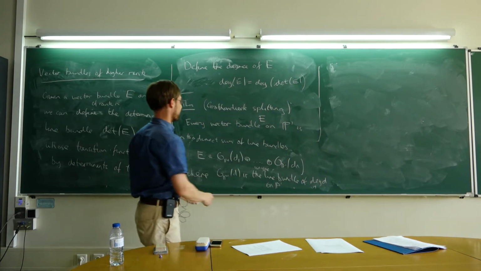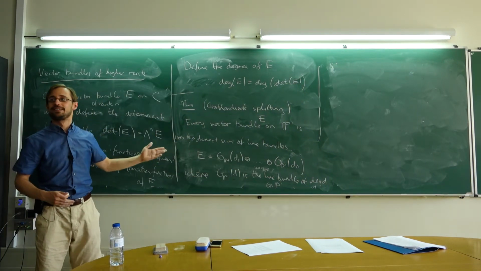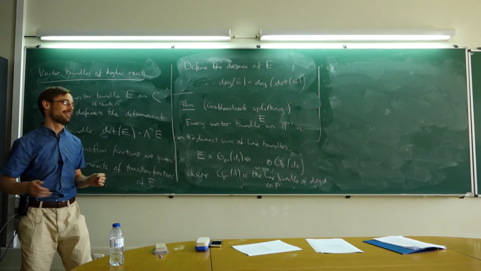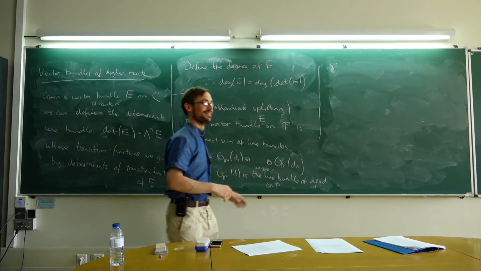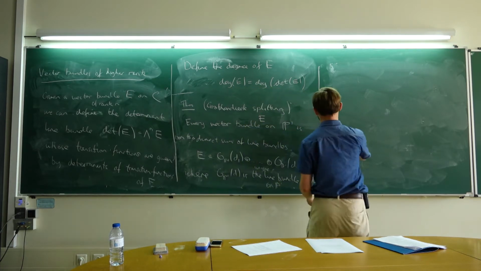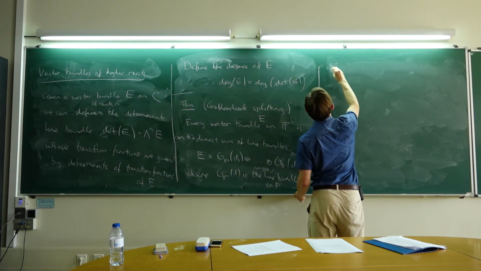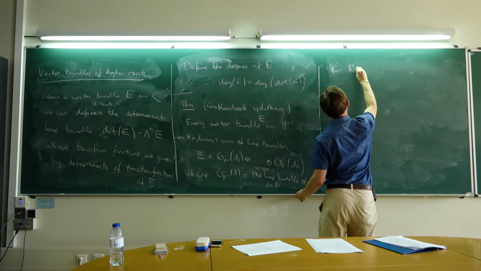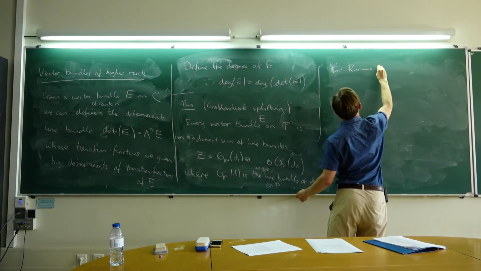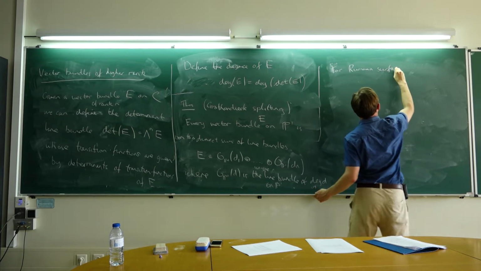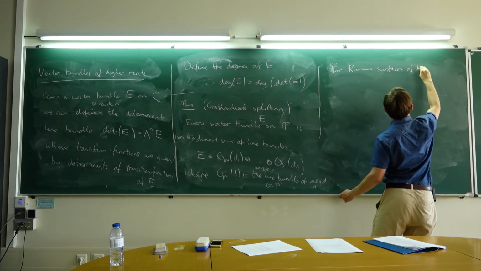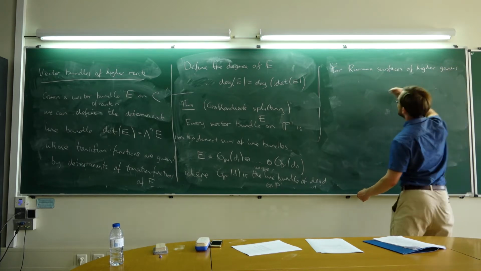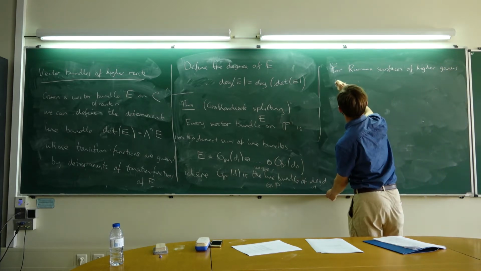So I'm getting slightly distracted. If you have a vector bundle on P1, it's just the direct sum of line bundles. Again, this is unfortunately sort of utopia because it's not true for curves of higher genus, or even surfaces. This is definitely not true.